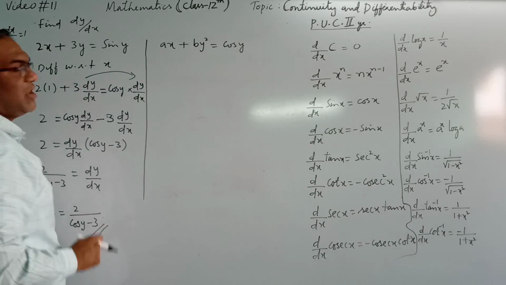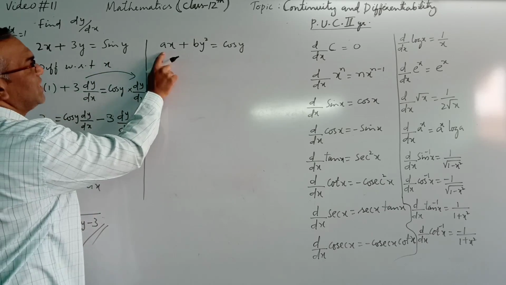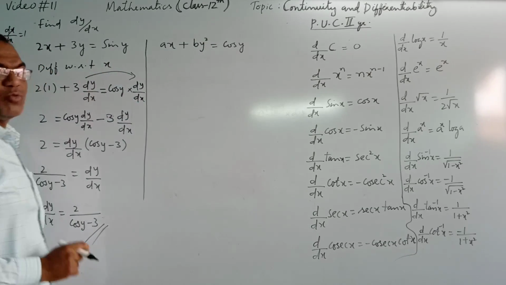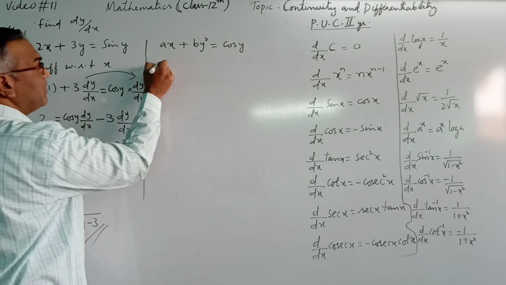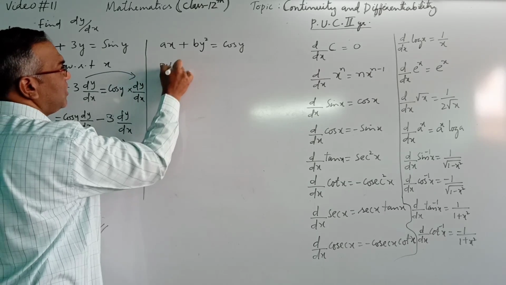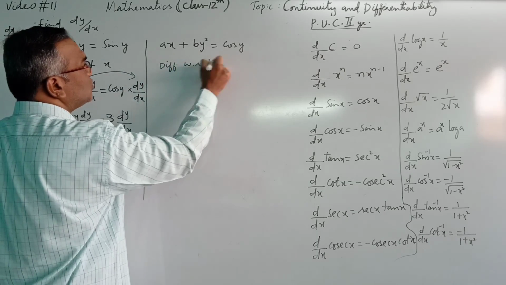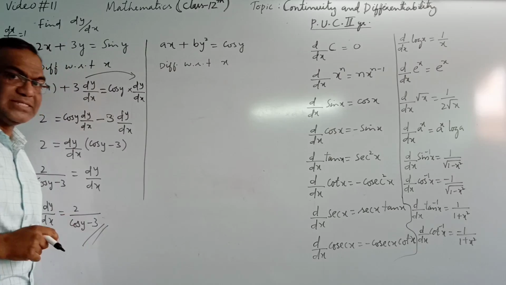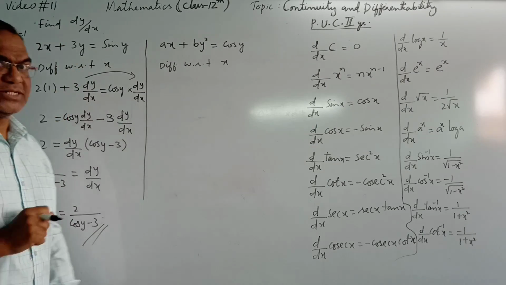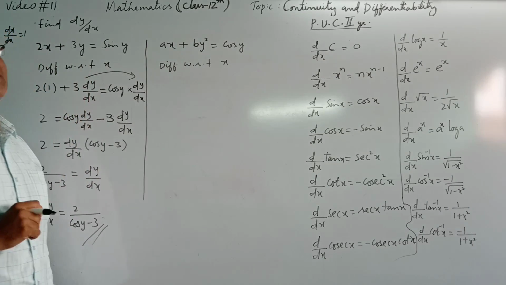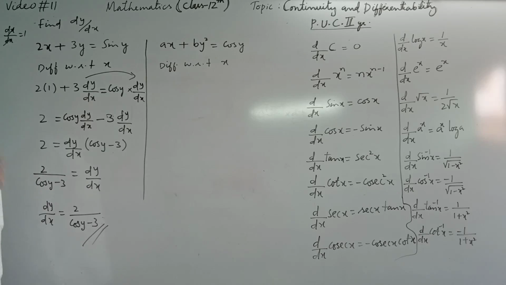Here, again we have one more question. Same type of question: ax plus by square into cos y. Right? So again, write it down and differentiate with respect to x. Here a and b are constants. A and b are constants. X and y are variables, functions. We have to differentiate it, right?